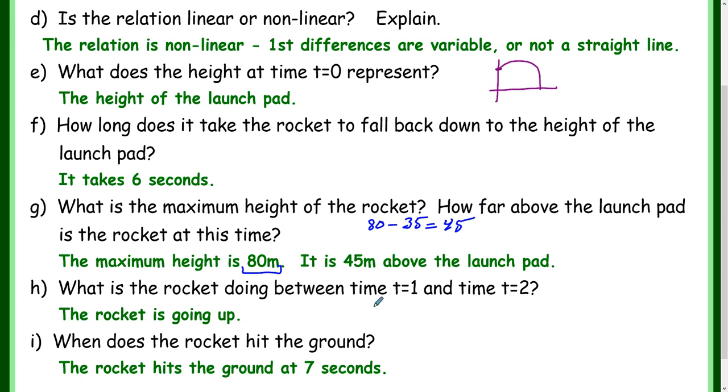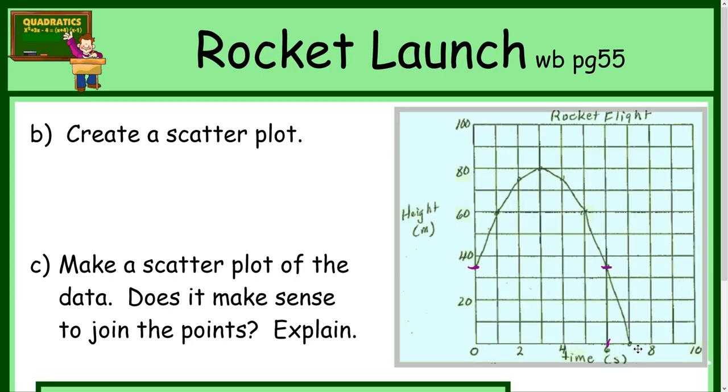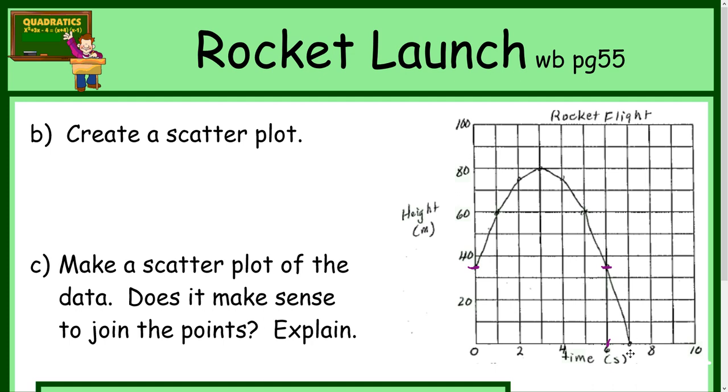Now, what is the rocket doing between time equals 1 and time equals 2? Well, the rocket's going up. When does the rocket hit the ground? Well, it hits the ground at 7 seconds. And that's just the point in which, if we go back to this, it hits the ground right here. Right down here at this point is where it hits the ground.